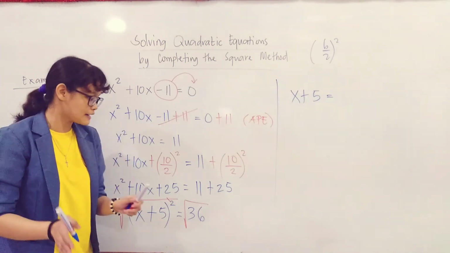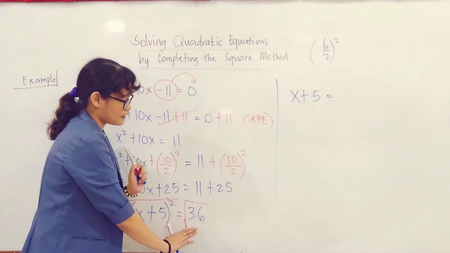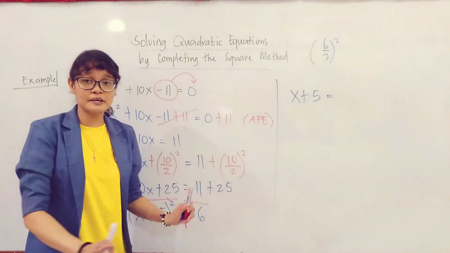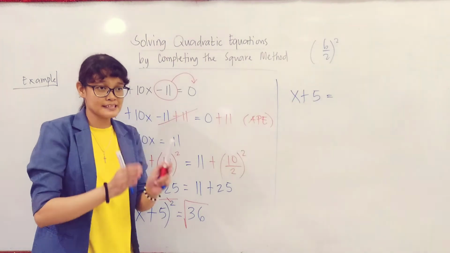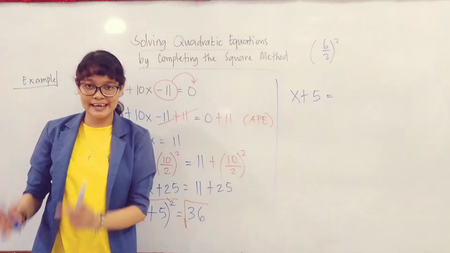However, again, whenever you get the square root of any constant number, always emphasize that there is a positive and a negative root.